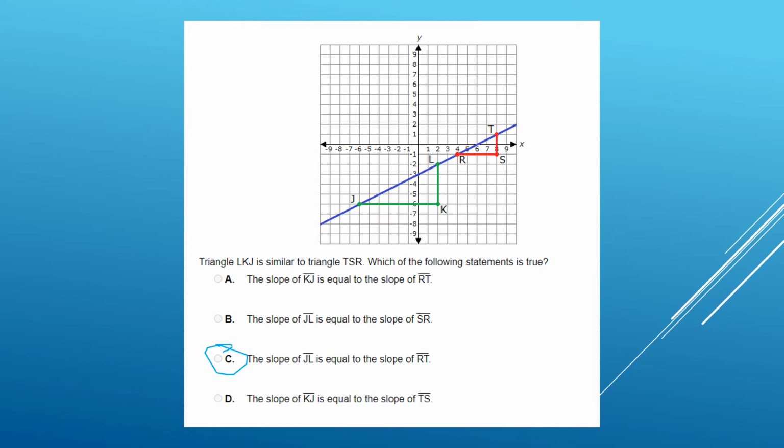Remember, any two triangles on the line, or any two points on the line, the slope between them is always the same.